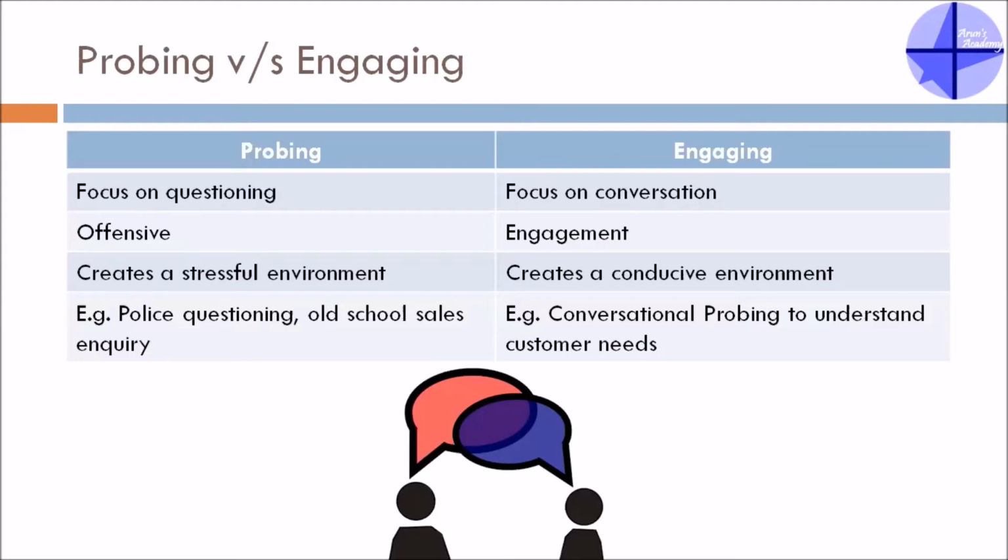Let me give an example. Let me continue with the same example of the two-wheeler showroom. You want to understand what is the need of the customer, right? What kind of a vehicle he is wanting to get, what is the mileage he is expecting, and so on. Don't ask this directly. How can you get this information from the customer without asking him a question?